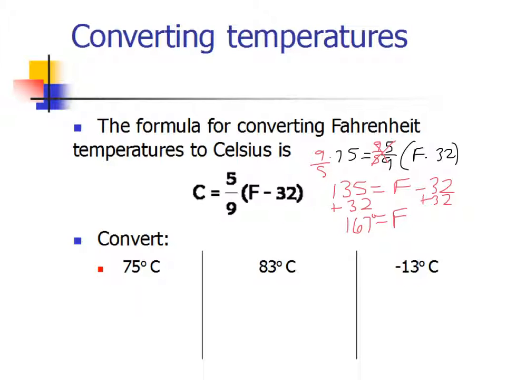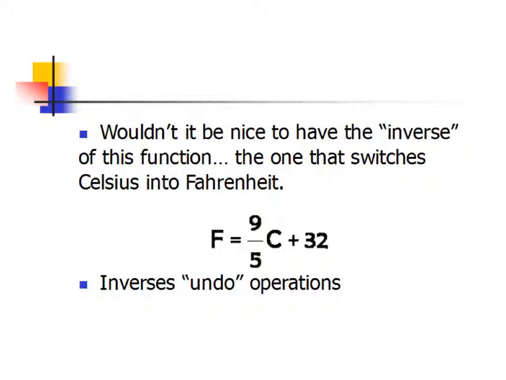So here's the thing, though. That's the conversion. Now, every time I have a Celsius measurement, I'm going to have to run through this algebra to figure out the Fahrenheit. And I would do it over and over. It'd be nice if I had a different formula. What I'd really like to have is the inverse formula, the one that converts Celsius into Fahrenheit.